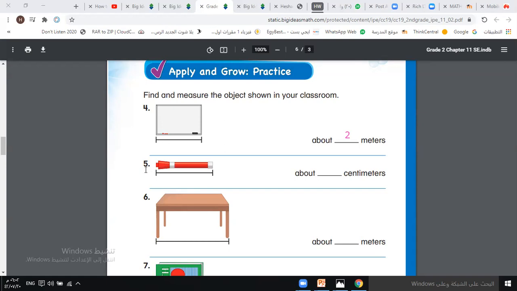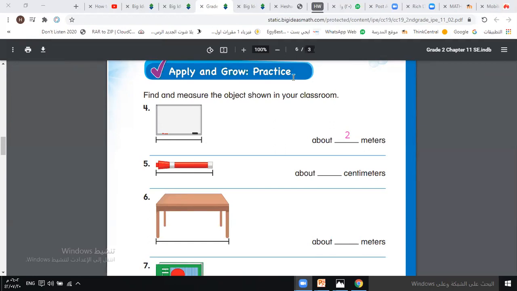If you don't have a marker, you can give the length of your pencil. Your pencil about how many centimeters? Who can answer? I choose the super one whose name is, who's ready to answer the question? I choose Ilan. Hello, Ilan.